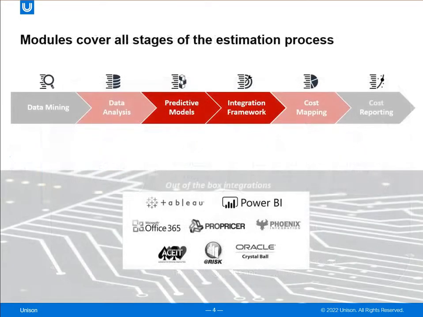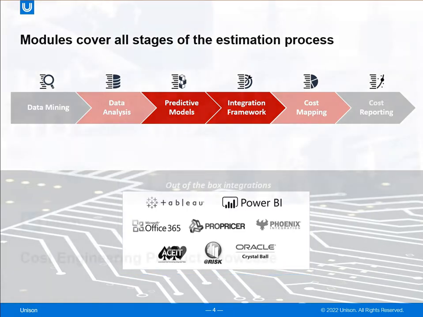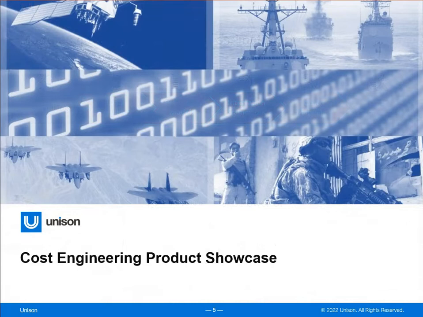The cost engineering modules cover all stages of the estimation process with an entire suite of applications dedicated to data mining, data analysis, predictive modeling within an integration framework, cost mapping, and cost reporting. Unison Cost Engineering also contains many out-of-the-box integrations such as Tableau, Power BI, Microsoft Office 365, ProPricer, Phoenix Integration, ACIT, At-Risk, and Crystal Ball. Let's review each of the applications in the Unison Cost Engineering suite.